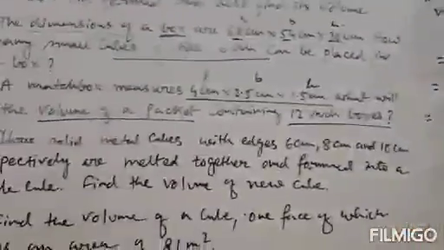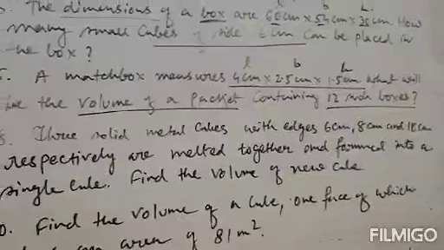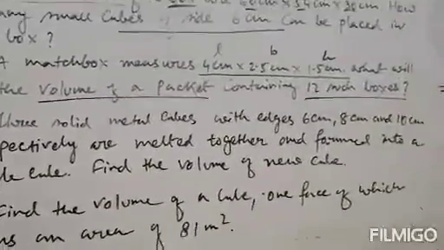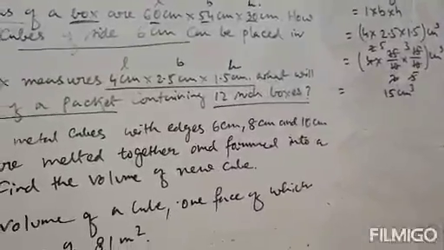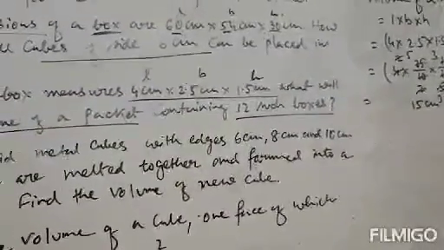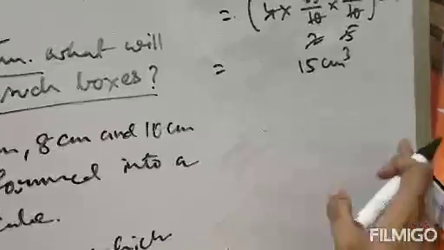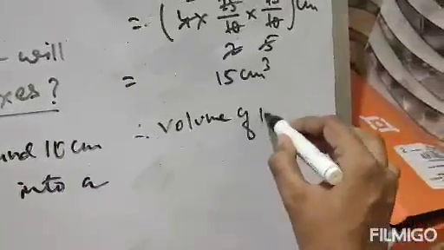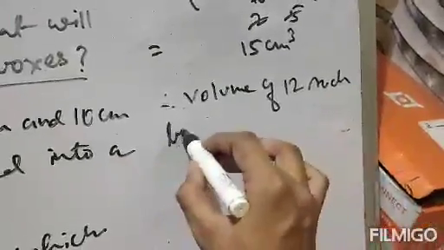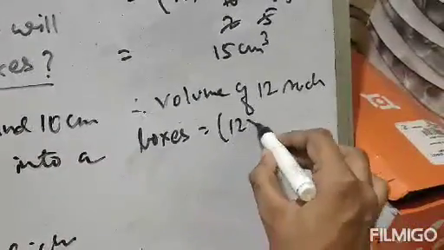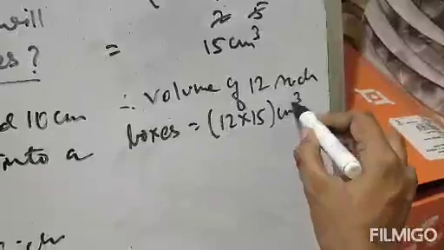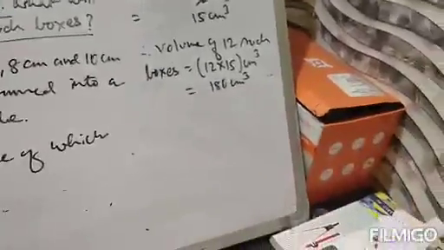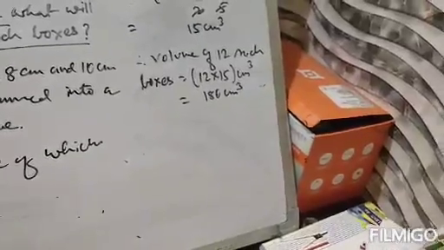Clear? Now we have to find out the volume of a packet containing 12 such boxes. A packet contains 12 matchboxes and the volume of one matchbox is 15 centimeter to the power 3. That means the volume of 12 such boxes will be, you will need to just multiply. So volume of 12 such boxes will be 12 into 15 centimeter to the power 3. So it will be 180 centimeter to the power 3. If you multiply 12 into 15, your answer will be 180.